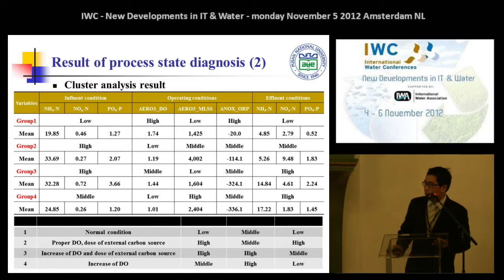For example, for group 1, the influent loading is in a low state, ammonia in effluent was in a middle state, and NOx in effluent was in a low state. Based on these states, group 1 was considered the normal condition. Similarly, the state of group 2 indicated the proper DO and the need for a dose of external carbon source. The state of group 3 indicated that an increase of DO and a dose of external carbon source were required. And the state of group 4 indicated an increase of DO concentration.